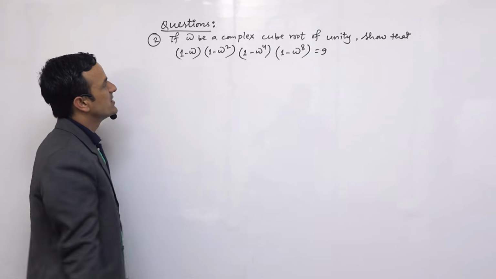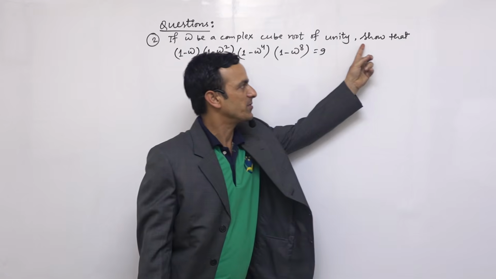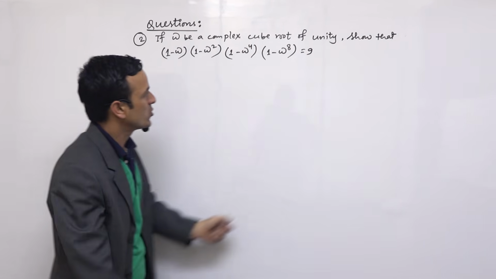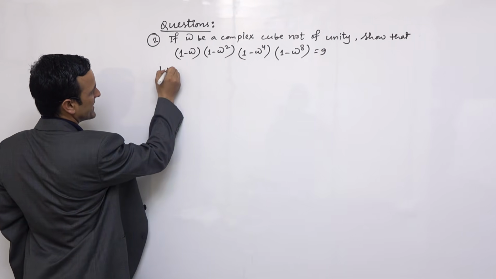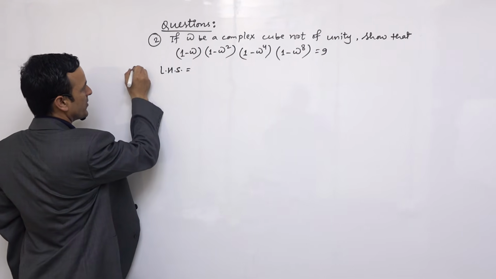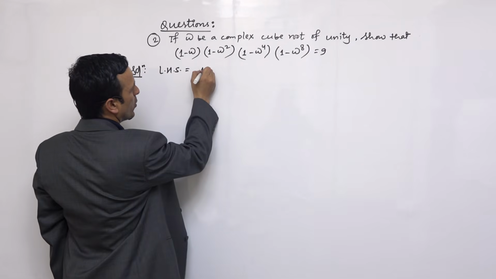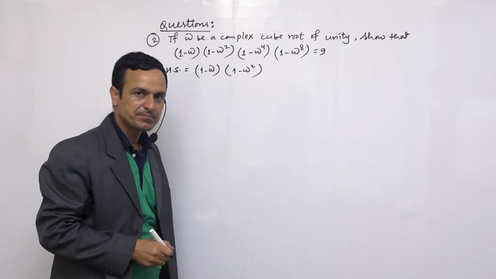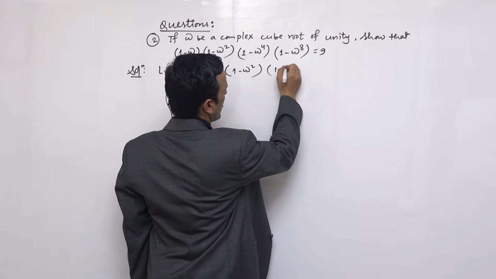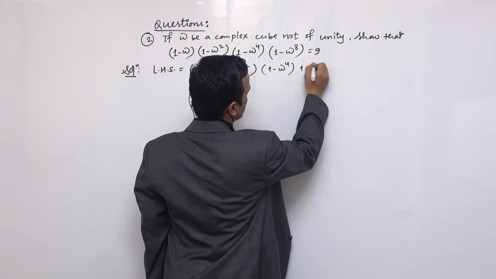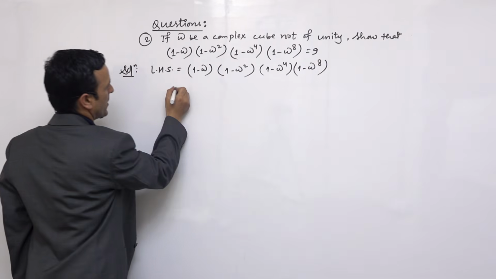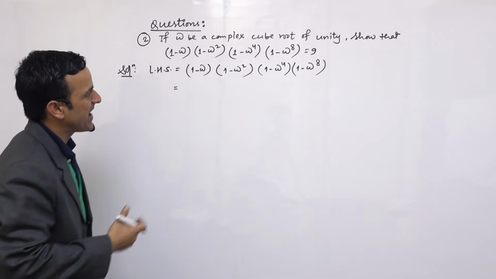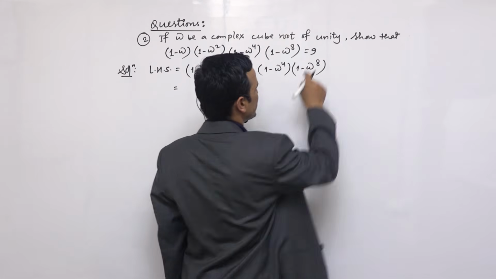Question number 2. If omega is the complex cube root of unity, we have to show this expression is equal to 9. So let's solve this question. Taking the LHS from over here: 1 minus omega square, 1 minus omega power 4, 1 minus omega power 8. Now we can simplify it and obtain the result 9.